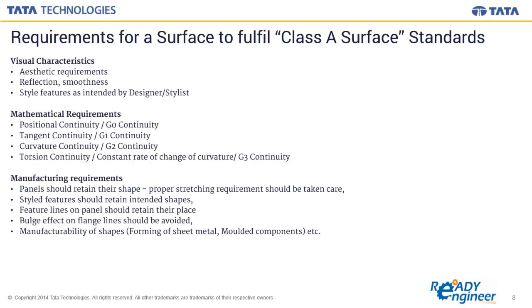The manufacturability of the form and shape is to be taken into account. These are the things which a class A surface engineer has to see, and he has to put all those into those surfaces.